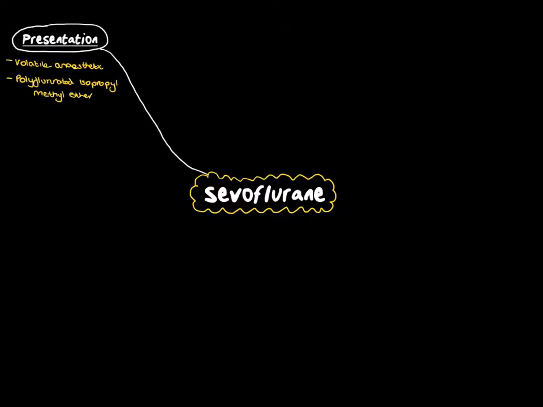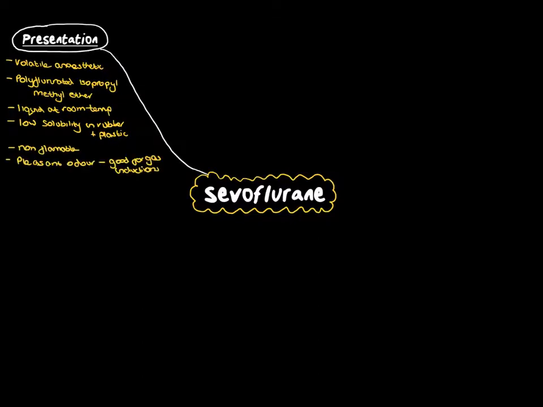If we start off with presentation, sevoflurane is a polyfluorinated isopropyl methyl ether. It's a liquid at room temperature. It's got low solubility in rubber and plastic. It's non-flammable, and it's got a pleasant odour which makes it an ideal agent for gas-based anaesthetic inductions.